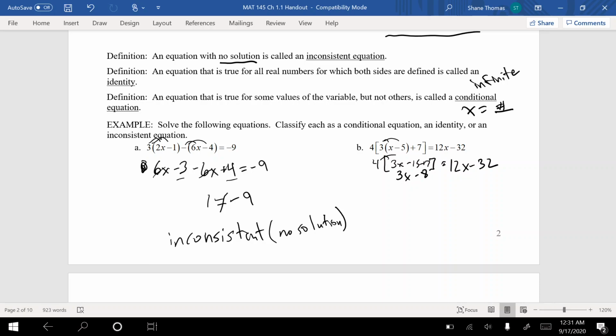So I have to distribute the 4 to those two terms. So 4 times 3x is 12x. 4 times negative 8 is going to be negative 32. That's equal to 12x minus 32. As you can see, it's equal on both sides, so those two are going to cancel out, and I'm going to be left with 0 equals 0, or negative 32 equals negative 32. In this case, again, the variables added out. This one would be an infinite equation, or an identity. Either way you want to look at it.